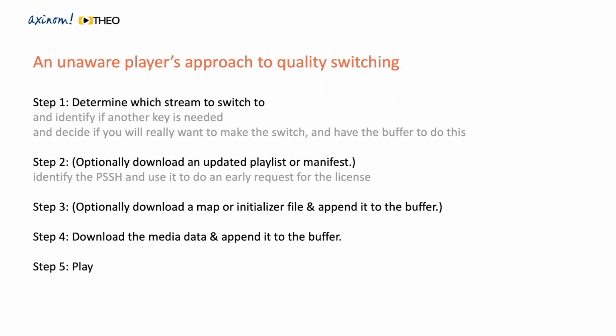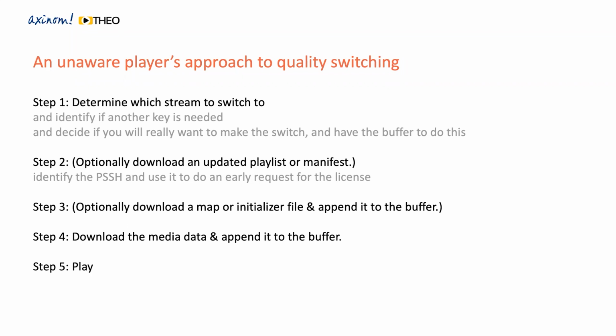Also, something that a smart player can do is download that playlist, manifest, or even potentially an initialization segment while still downloading the media data of the last quality. That's also a pretty important one, because by doing this, you can keep your buffer at its level while already anticipating a potential switch, and potentially even already requesting an updated license before starting the download of heavy media data, by just using the PSSH from a manifest or from a small initialization segment.